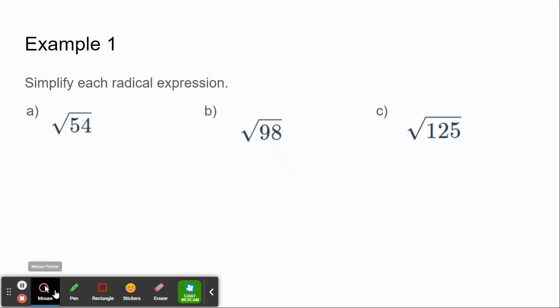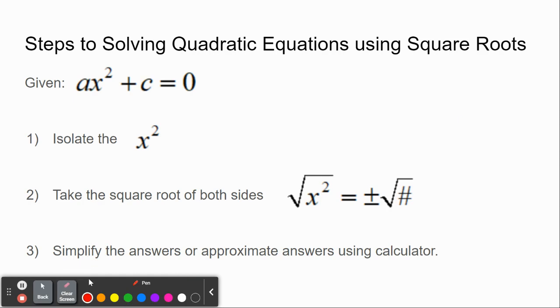Perfect. Okay, next slide here. So now, what about solving equations, right? How do we solve equations using these square roots? So you'll be given an equation like this. And again, I put 0 here, but sometimes this can be a number. But notice, I used ax squared plus c to follow that same ax squared plus bx plus c. But notice here, there's no bx term. So because there's no bx, we're not going to use factoring. We're going to use this method of using square roots.